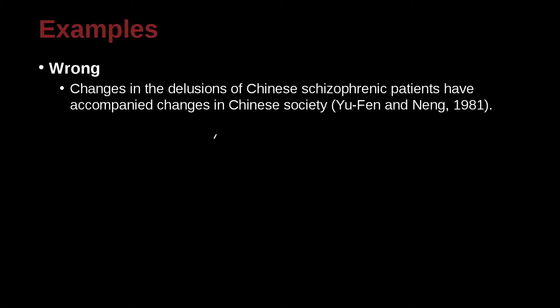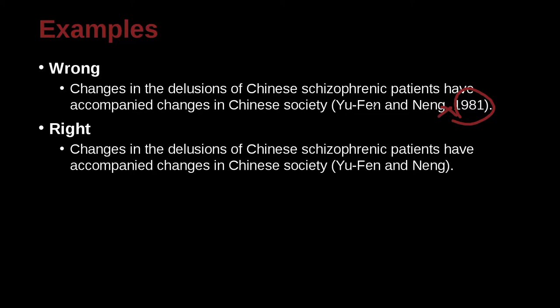Changes in the delusions of Chinese schizophrenic patients have accompanied changes in Chinese society, Yu, Fen, and Nung, 1981. Here we have this problem. And a comma, that is very unusual. That does not belong in MLA. So for MLA, what could we do? We just have the name and conjunction. Remember, no ampersand. Like in APA, we would use an ampersand there and the name here. We could include a page number, but here we didn't. We're just citing the whole work.